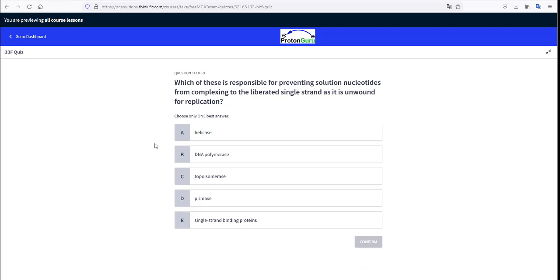Question 51. Which of these is responsible for preventing solution nucleotides from complexing to the liberated single strand as it is unwound for replication? All right, so this relies on our knowledge of DNA replication. And it is the single strand binding proteins that are responsible for this role. That's what they do. That's pretty much all they do. You can think about the role that each of these other species plays in DNA replication or other processes. Also an important exercise, since this is again a practice MCAT getting ready for the real thing.